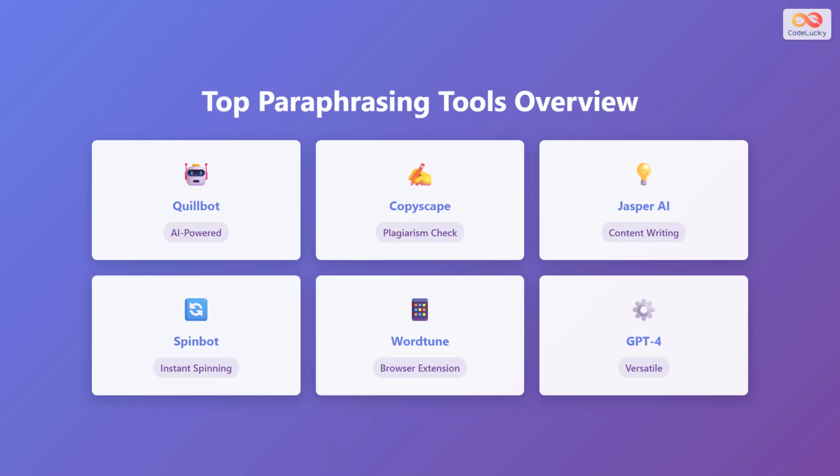The market offers several excellent paraphrasing tools. Quillbot uses advanced artificial intelligence for high-quality rewrites. Copyscape specializes in plagiarism detection. Jasper AI is a comprehensive content writing platform. Spinbot excels at instant spinning and quick turnarounds. WordTune works as a convenient browser extension. And GPT 4.0 offers versatile capabilities across many writing tasks. Each tool has unique strengths we'll explore in detail.